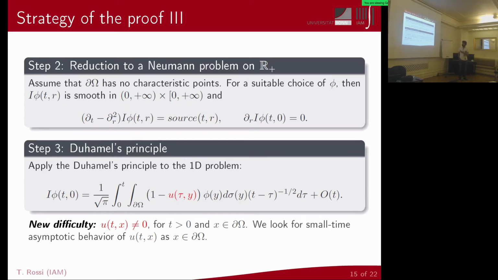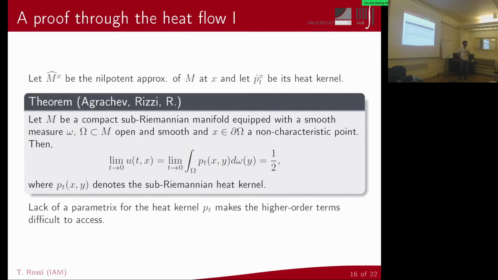So how to address this new difficulty? Well, our idea was to look at what happens in the nilpotent approximation. So we blow up our manifold at a point x and we look at the behavior of u. What we are able to do is that, under the assumption of M compact and x a non-characteristic point of the boundary, we can compute a zero-order asymptotic expansion for this function u, and in particular, the limit as t goes to 0 of this quantity here is 1/2.